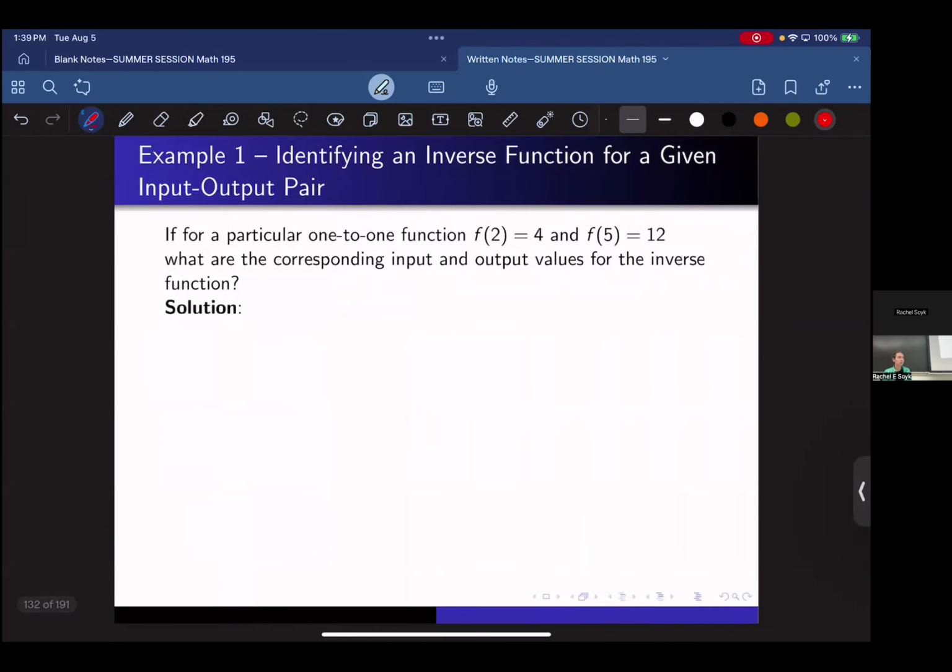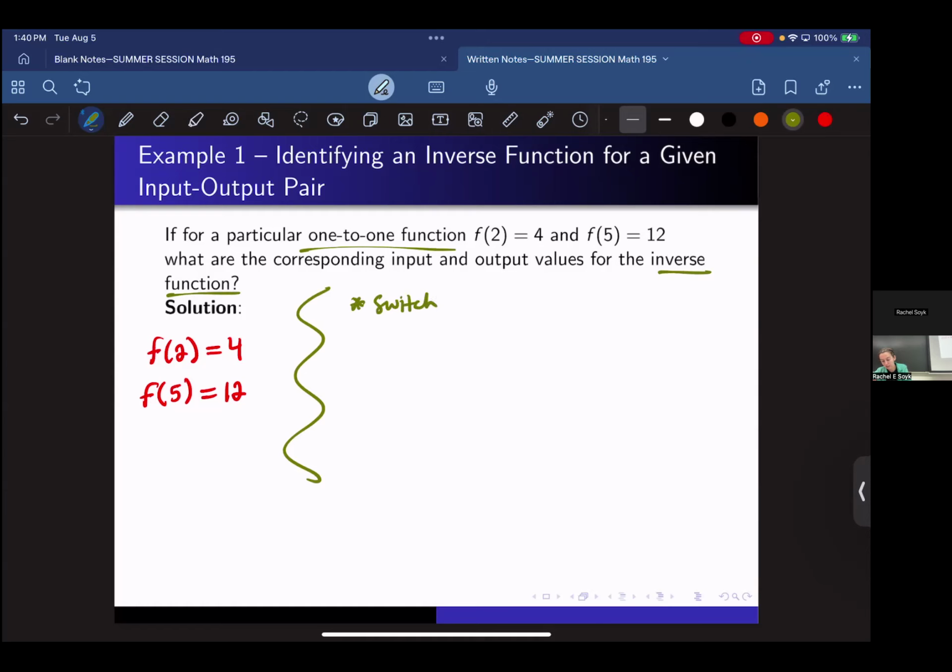Okay, so let's start off with our example 1, where we're given a one-to-one function and we have f of 2 is equal to 4. And then we also have f of 5 is equal to 12. We're asked to find the corresponding input and output values for the inverse function. Again, inverse function, once we're given it's one-to-one, we have an inverse. So switch your x and y values, and then boom, you have your answer.